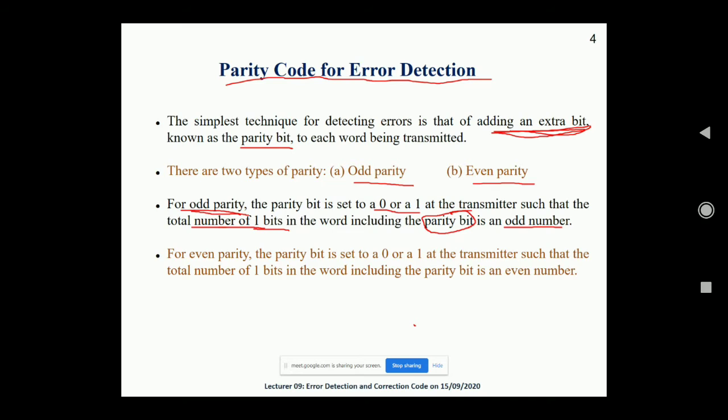It is just the opposite for even parity. The parity bit is set to a 0 or a 1 at the transmitter such that the total number of 1 bits in the word, including the parity bit, is an even number. That is called even parity. If it is an odd number, that is called odd parity.